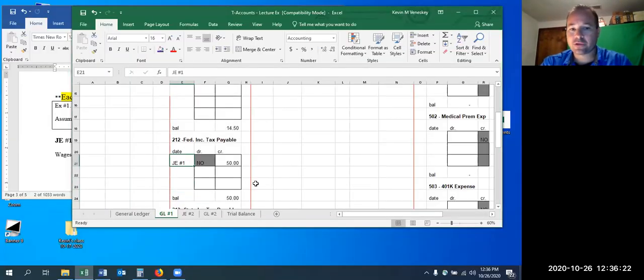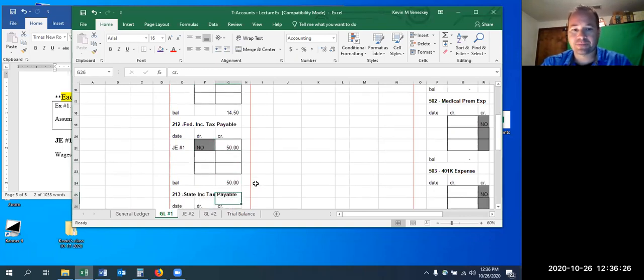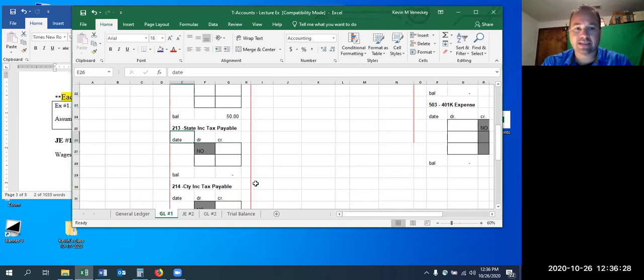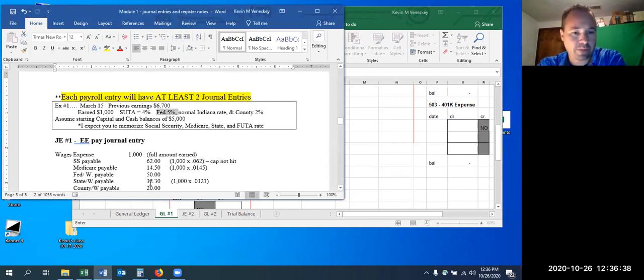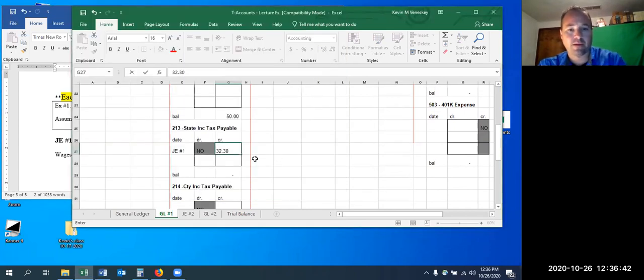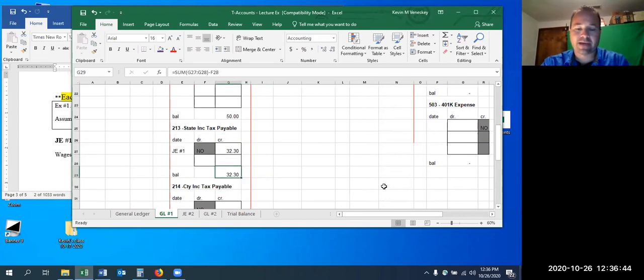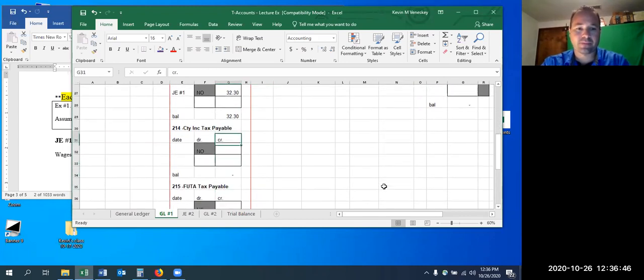Okay, so I got my journal entry number 1 for the $50 for the federal income tax. The state, journal entry number 1, we had 32.3. You can always look back here. We had the state payable of 32.3. And it should always come down and update your balance. County, for journal entry number 1, we had $20.